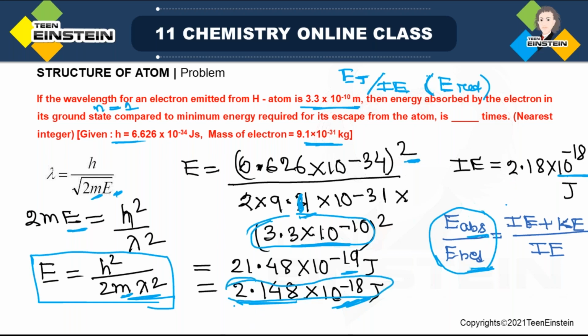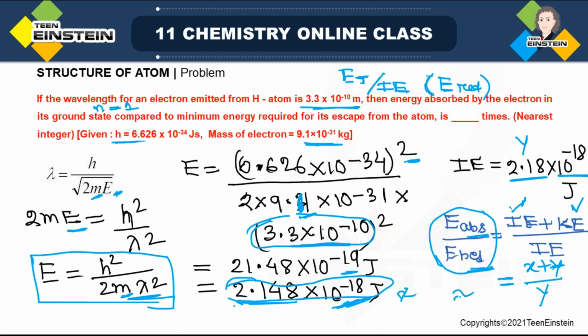Now look at this value, 2.148 and 2.18. These two are very close to each other. Okay, so put ionization energy value, put kinetic energy, and here also ionization energy. But these two quantities, suppose it is x, this is y. So x and y, these two are almost very close. So I can write in place of x plus y, it is actually x plus y divided by y. That is ionization energy plus kinetic energy divided by I. But x and y, these two are almost same.